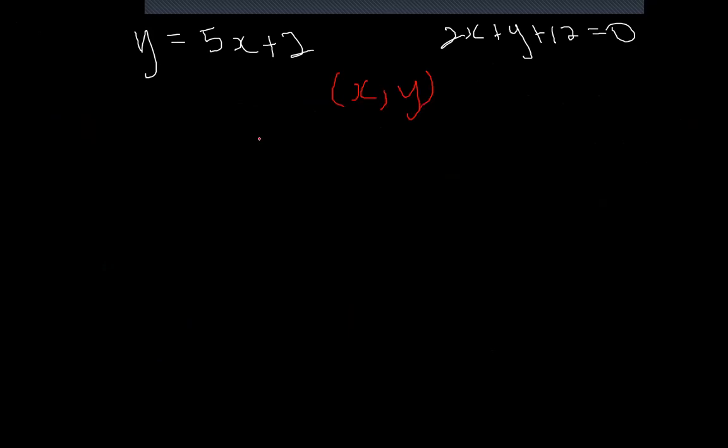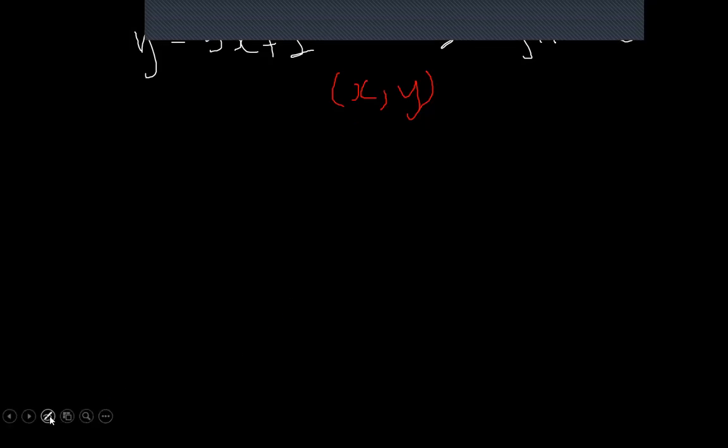They give you two equations, y is equal to 5x plus 2 and 2x plus y plus 12 is equal to 0. And they want you to find the point of intersection between these two lines. So that means your answer is in the form x, comma, y. Do this question, get your answer, so the coordinates, and send it to me. Send me your answer.